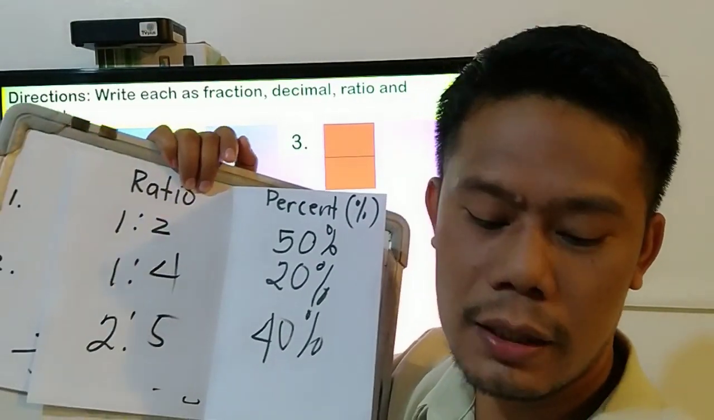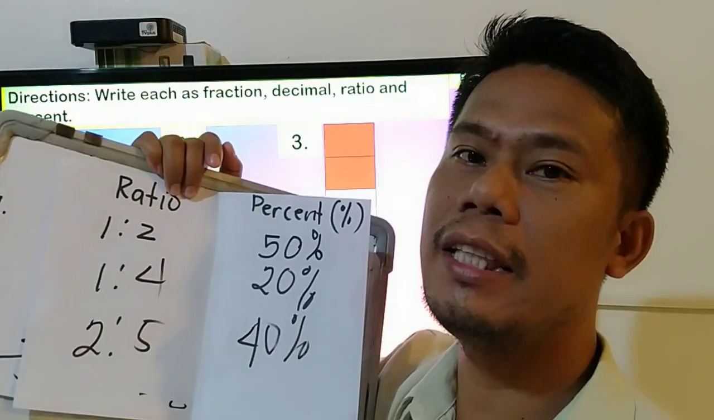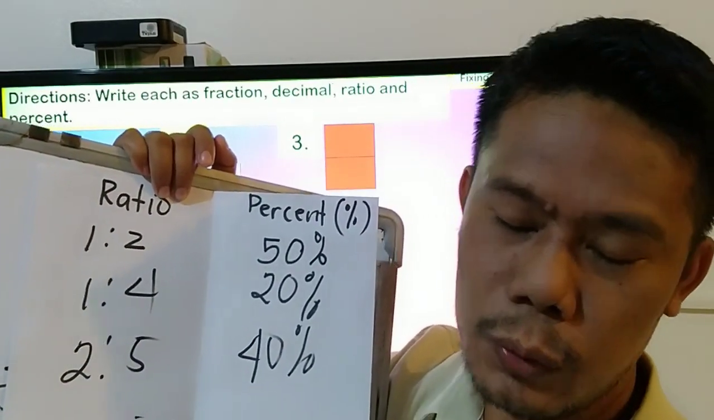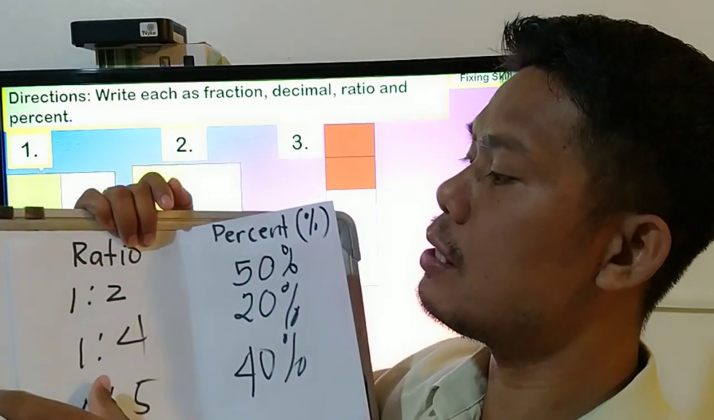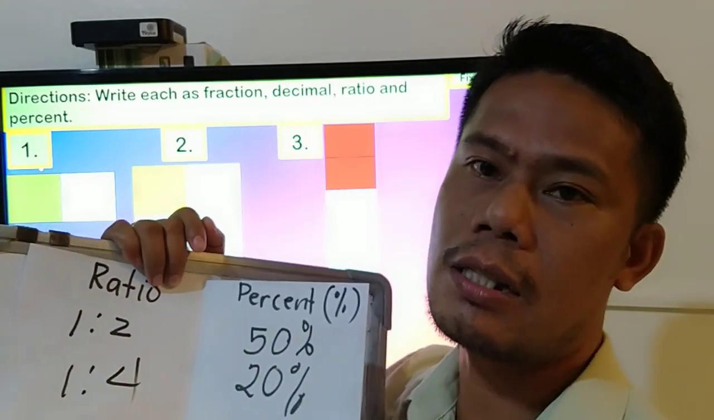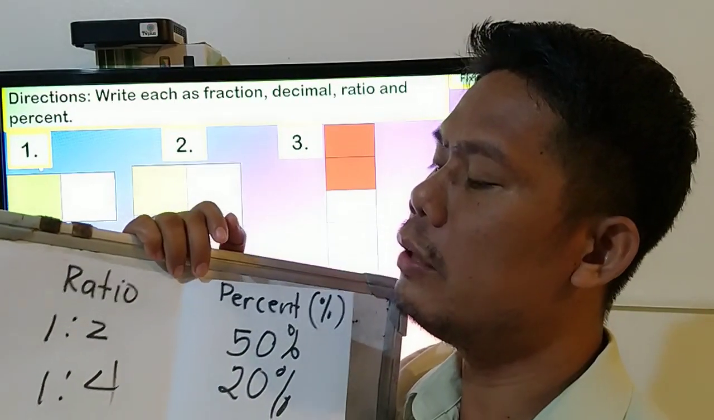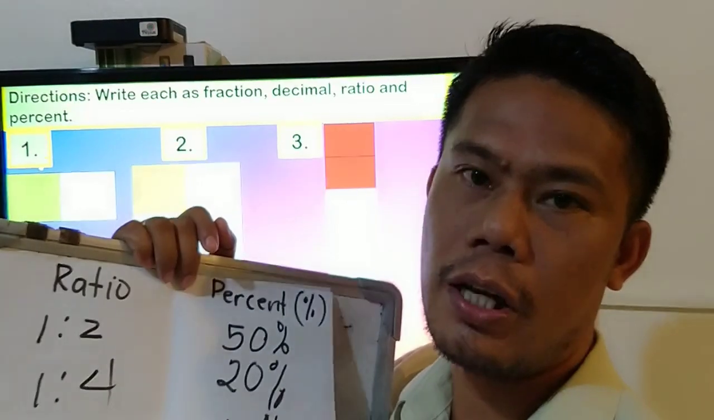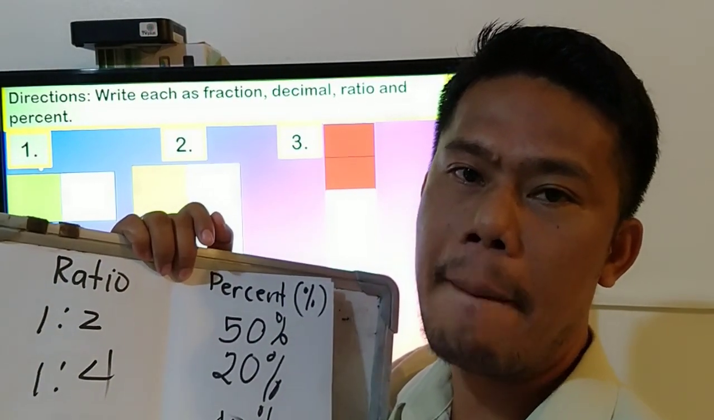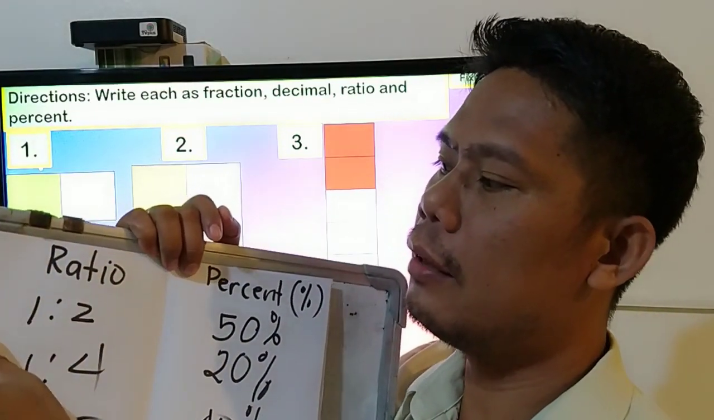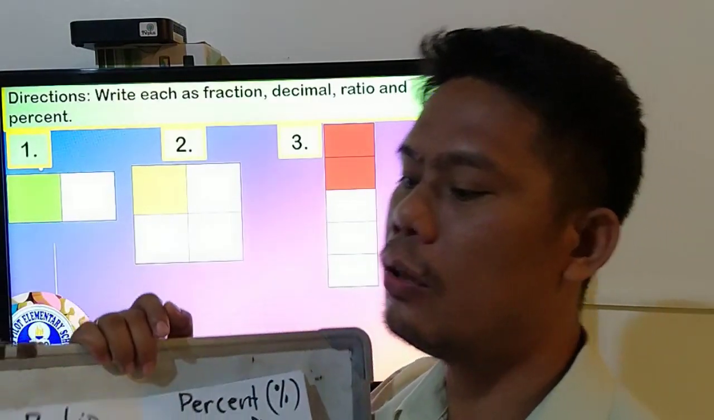So you're going to take a photo of your answer, then send it to your Google Classroom. Take note, class, in your Google Classroom, you are going to put the subject math and MAPE. Then sa math, dun yung ilalagay yung mga math output.